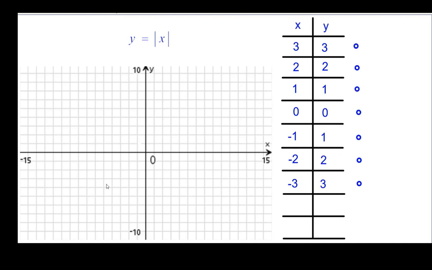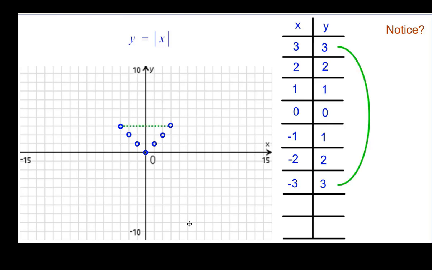So now we're going to go ahead and plot those 7 points: (3, 3), (2, 2), (1, 1), and so on. And you should notice patterns here, both in the graph and in the table. And so we'll kind of help you with that.